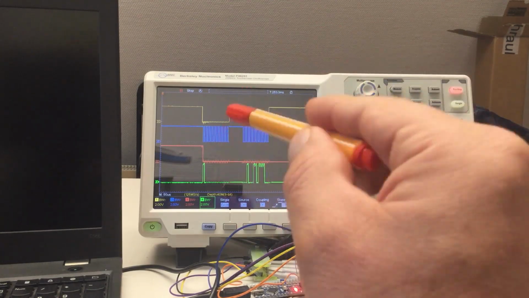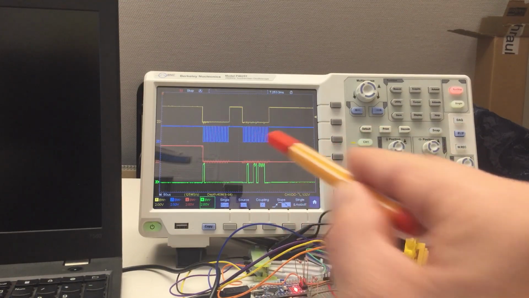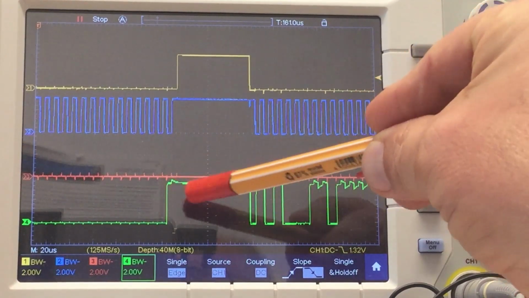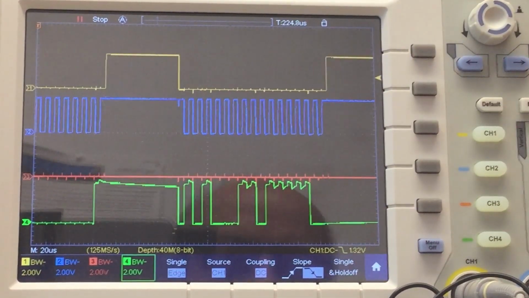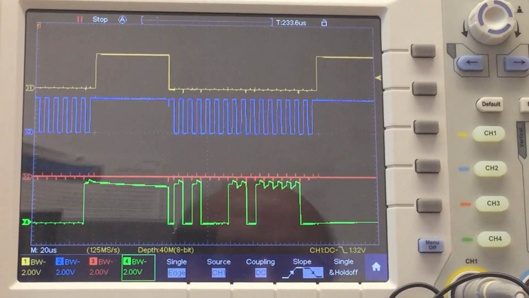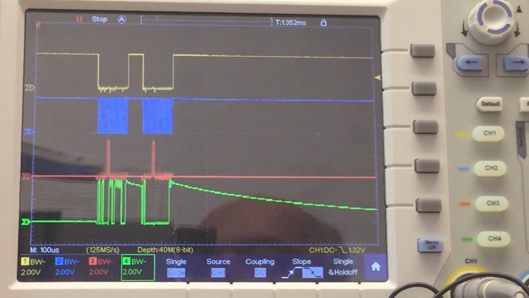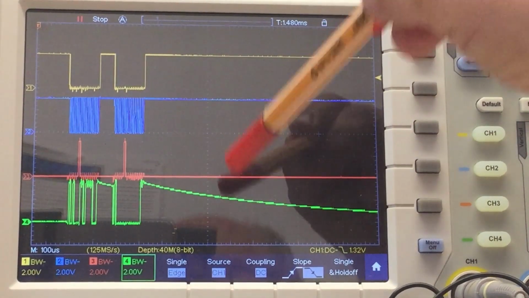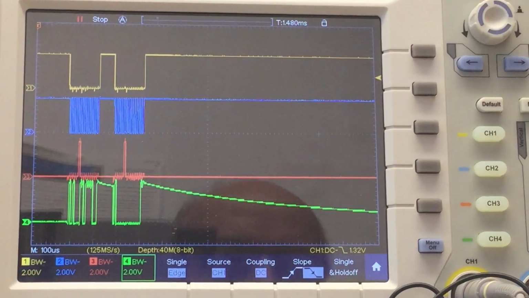But there was something else I wanted to talk about. And that's these, it almost looks like a discharge curve of a capacitor. That one not so much, but especially that one here. And in fact, that's exactly what they are. Discharge curve of a capacitor.